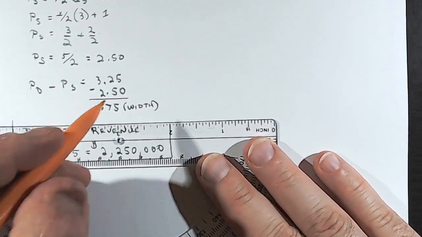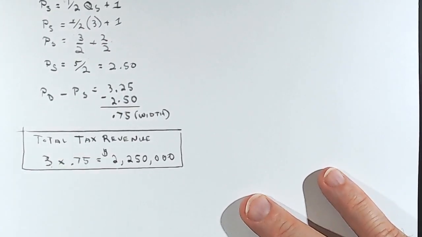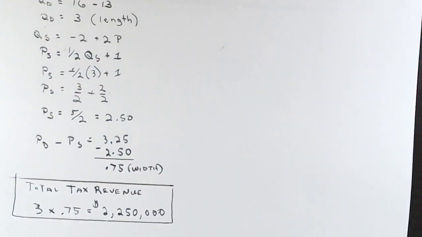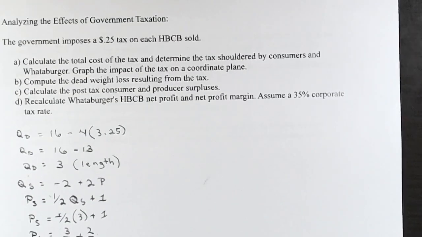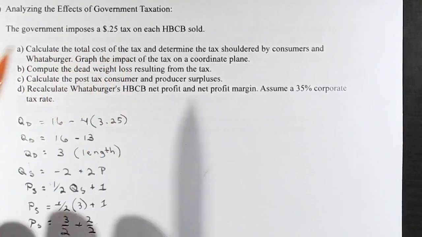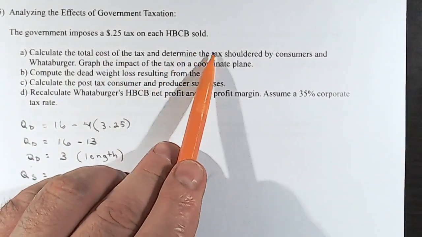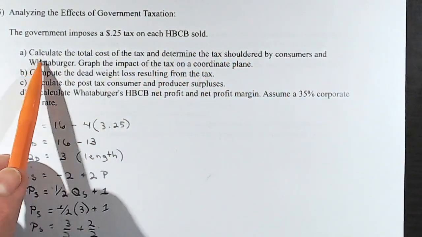Okay. That's the total tax revenue to the government. Remember, that's not going to the consumers or the producers. It's going to the government. All right. Now we calculated the total tax. That was 2,250. Determine the tax shouldered by consumers and Whataburger.